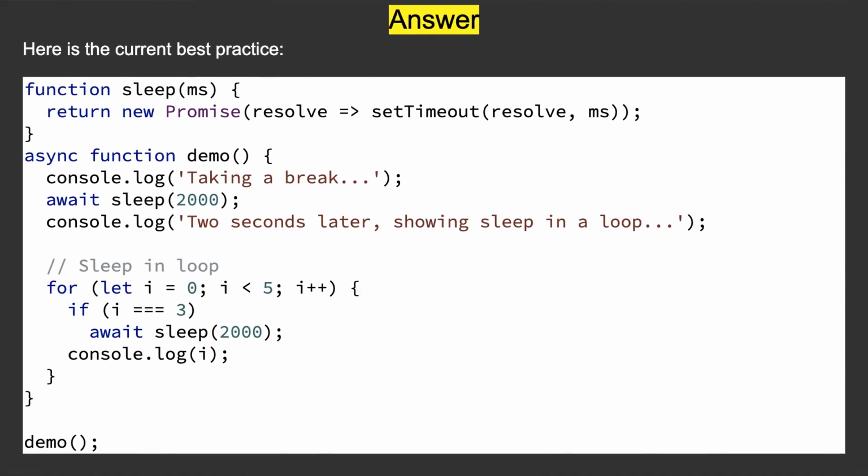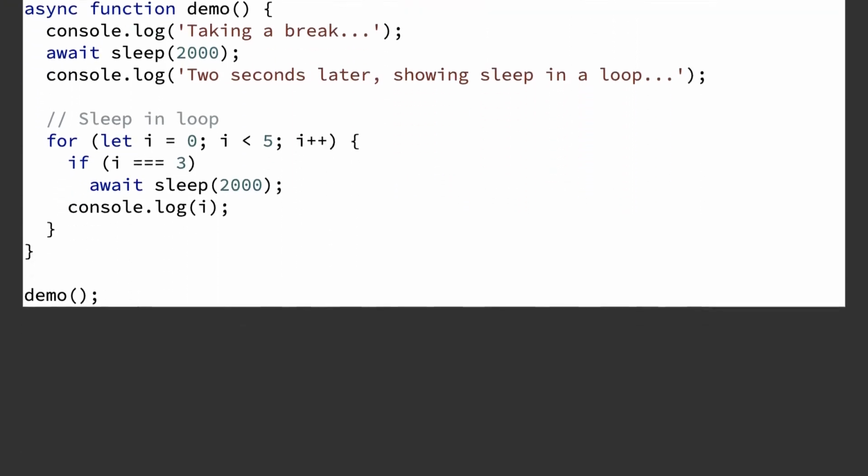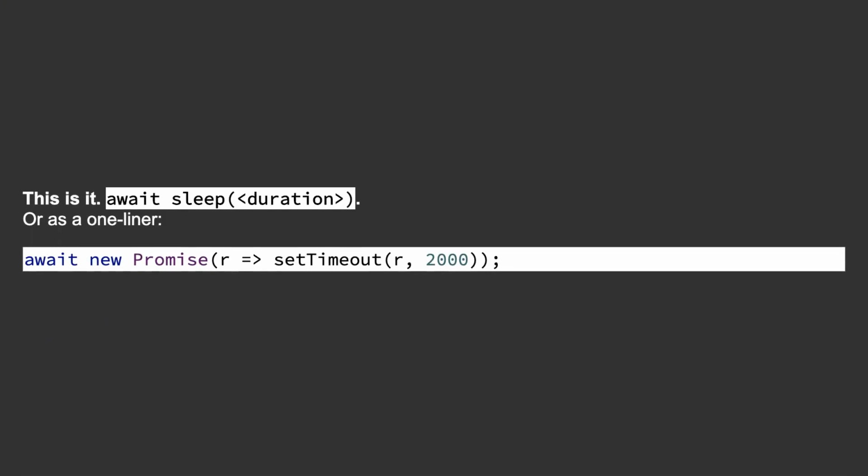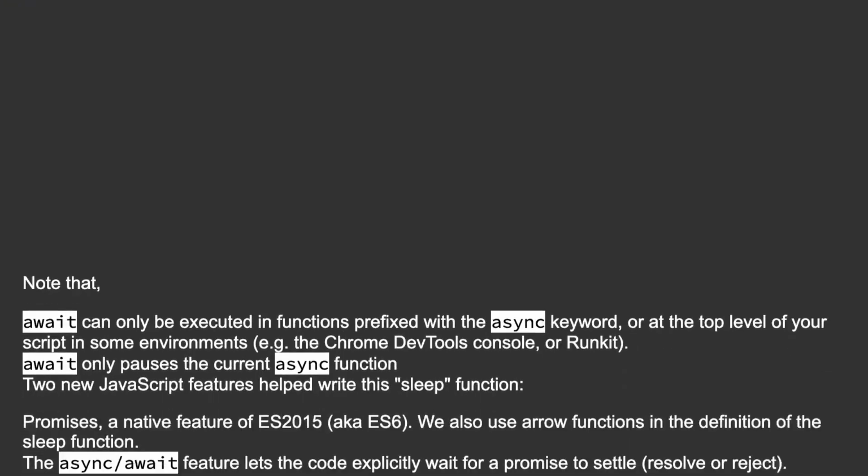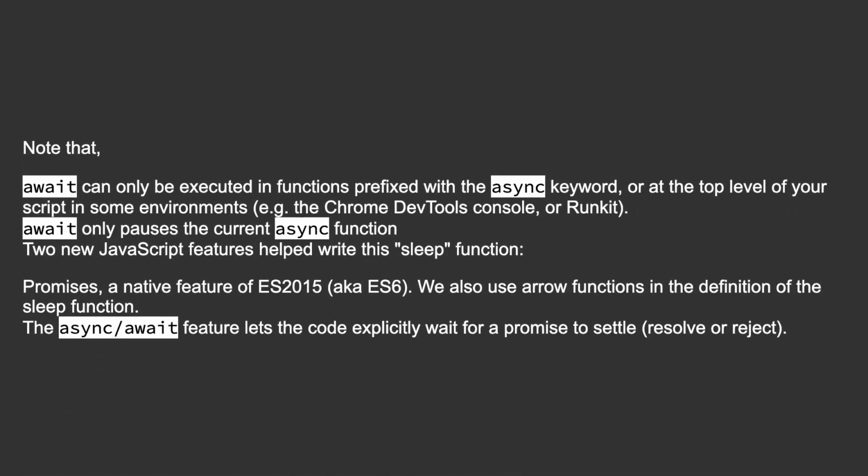Here is the current best practice. This is it. Await sleep, duration, or as a one-liner. Note that await can only be executed in functions prefixed with the async keyword, or at the top level of your script in some environments, for example the Chrome DevTools console, or runkit. Await only pauses the current async function.